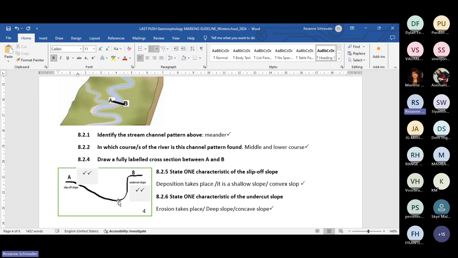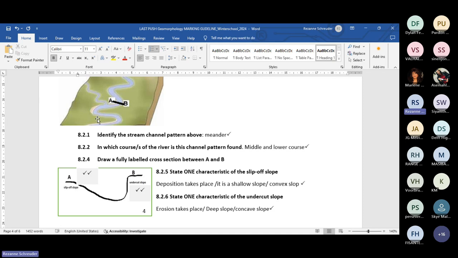So the other learners, you are giving the correct drawing there, slip off and undercut. But I would like to have a little bit more information as to why it's the slip off and the undercut slope. So why is the shape like that? Right. So also what you are leaving out, grade 12s, is you need to put the cross-section labels on your sketch. You have been asked to draw a labeled cross-section between A and B, so I need you to indicate which side of your sketch is A and which one is B.